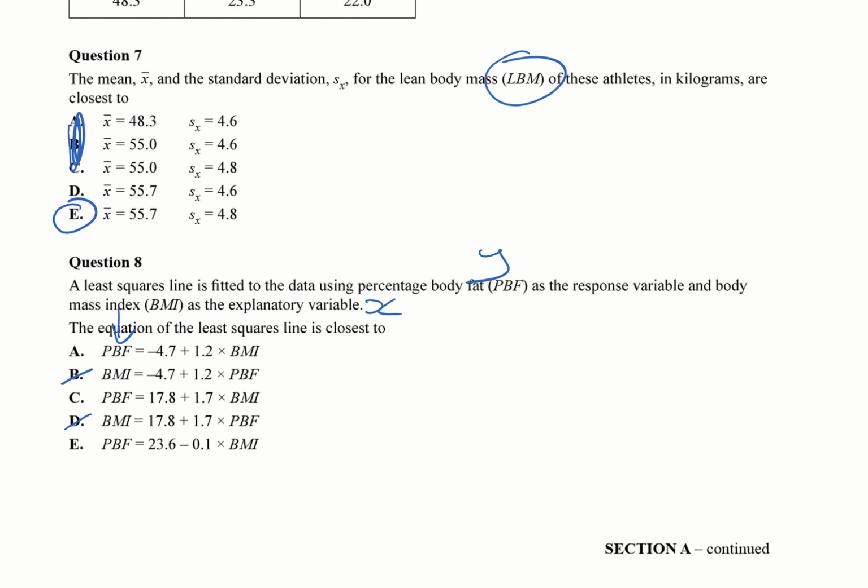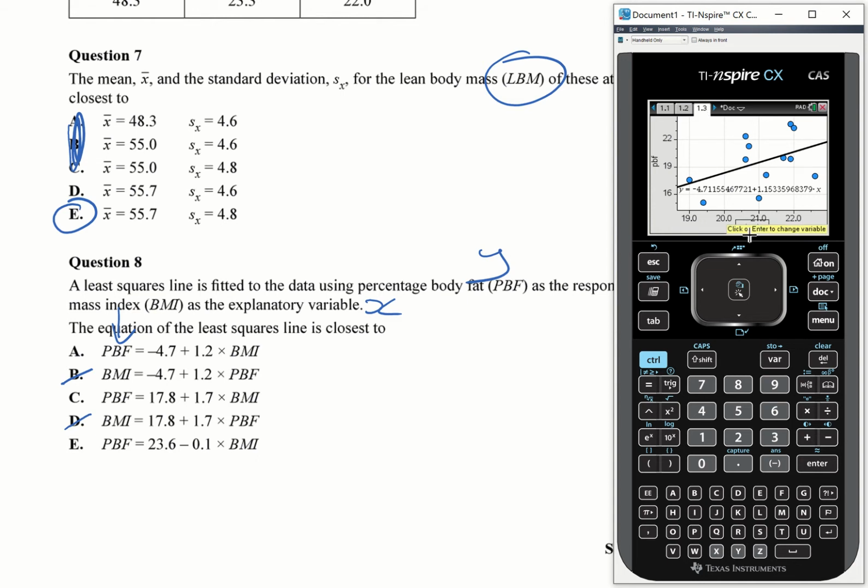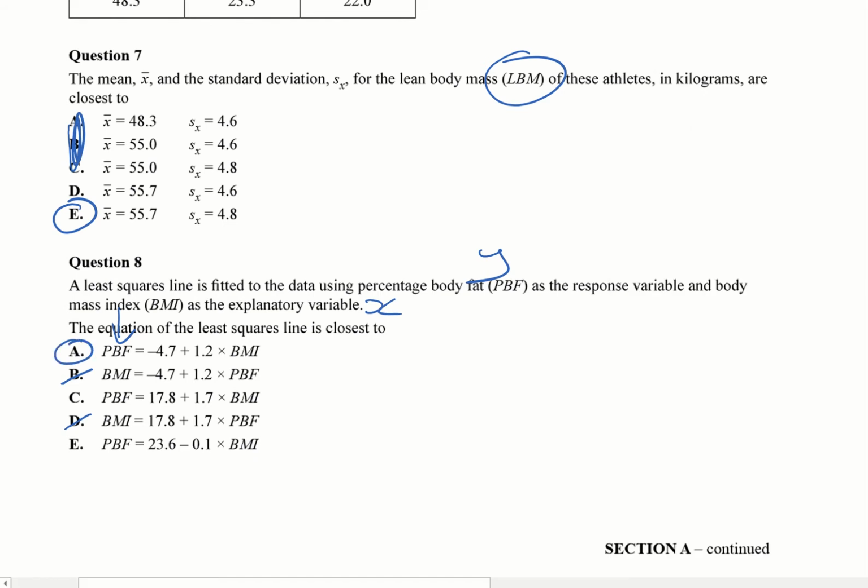I would actually put this in a calculator because it's going to be harder to work out. As I did before, look what I prepared earlier. So that's this one here. I've got BMI on my X and PBF on my Y, and we can see that we get minus 4.7 plus 1.15x. So that's 1.2. Therefore, our answer is going to be A.